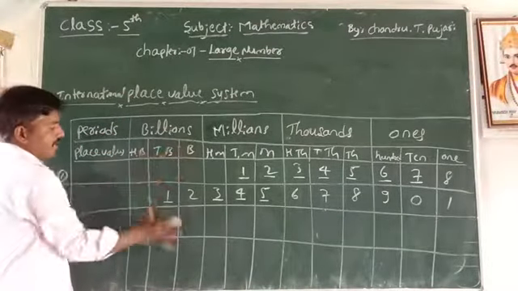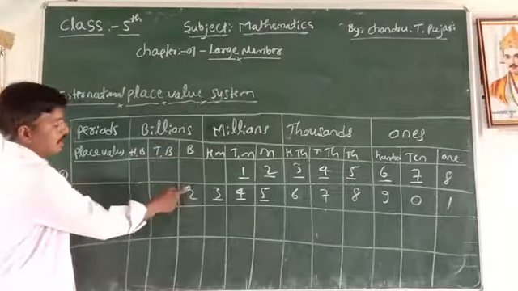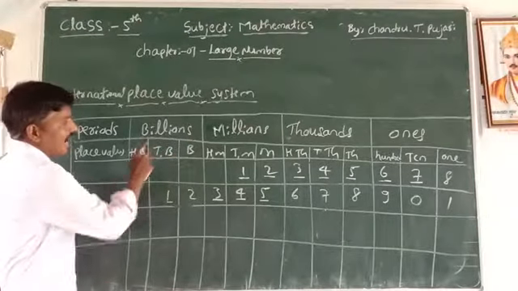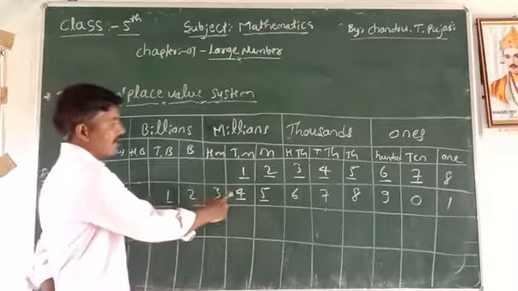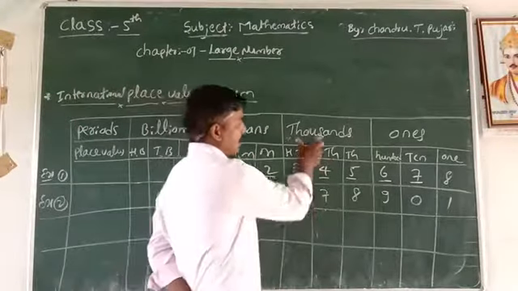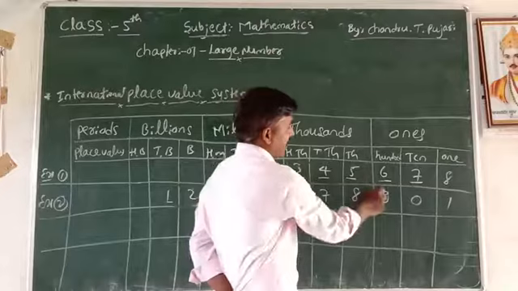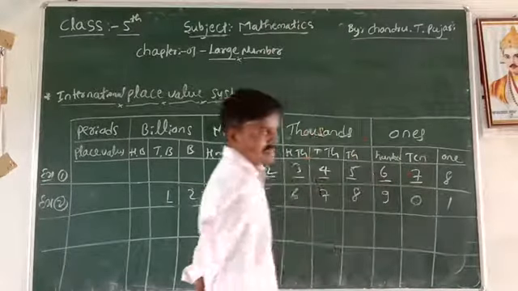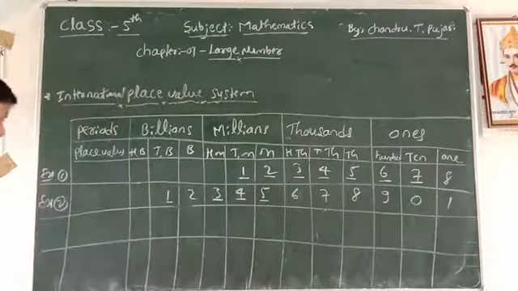First period, there are two digits here. This one is 12,345,000,000. Next, 378,000. Therefore 900 only one. This is the reading style. Okay. Learn more with more examples in your exercise.